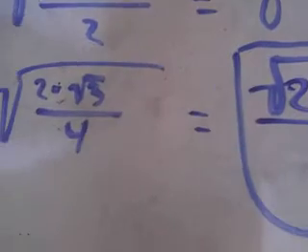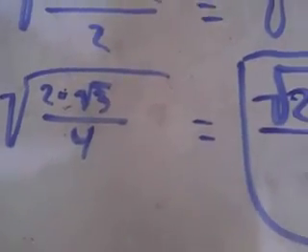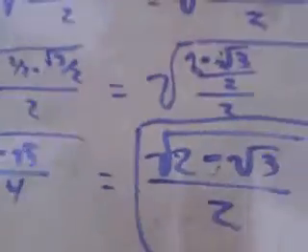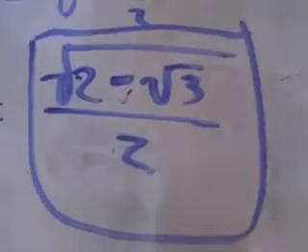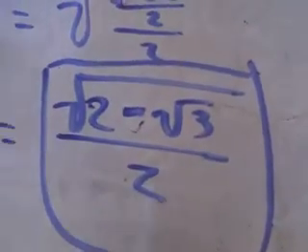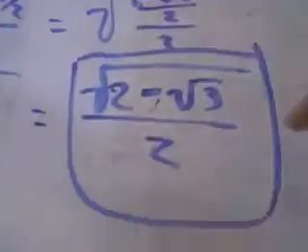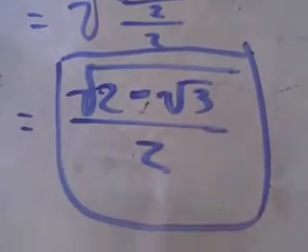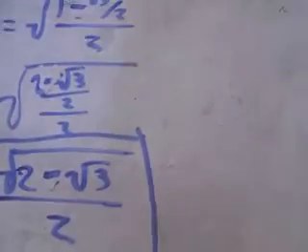But you can get that 4 out since the square root is 2, and you end up with radical 2 minus radical 3, all over 2. And moving on to tangent.